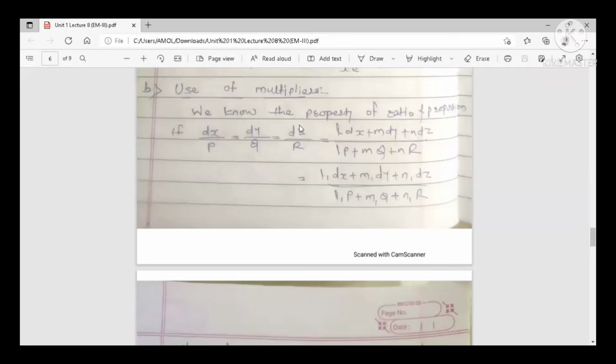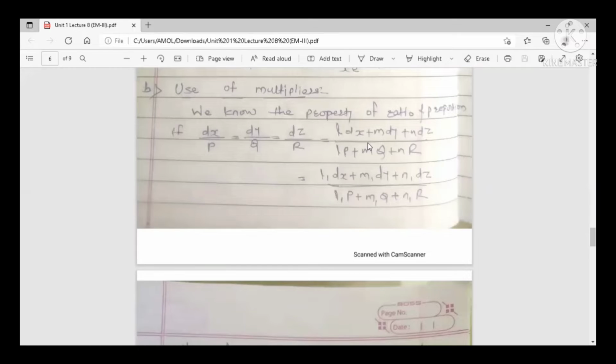Now, using the property of ratio and proportion, we can write this symmetrical simultaneous differential equation dx upon P is equal to dy upon Q is equal to dz upon R is equal to (L dx plus M dy plus N dz) upon (LP plus MQ plus NR), which is also equal to (L1 dx plus M1 dy plus N1 dz) upon (L1P plus M1Q plus N1R). What is L, M, N here, or L1, M1, N1 here? This is the set of multipliers.